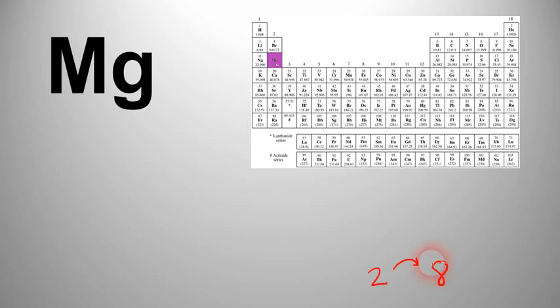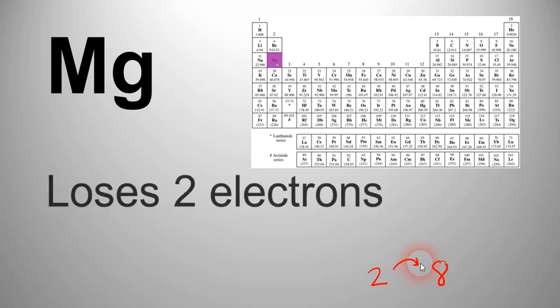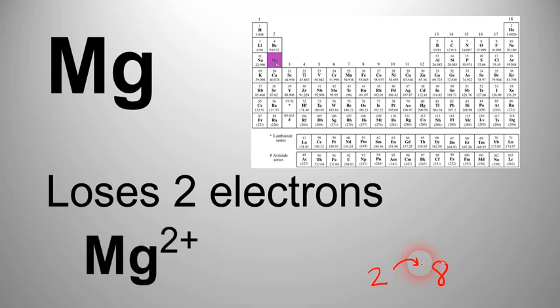Could it gain 6? Well, maybe it could do something similar to sodium and just lose 2. That would be easier, wouldn't it? That's what it does. It loses 2 electrons, and so it's going to have a positive 2 charge. And it's going to have a symbol like this, Mg2+.